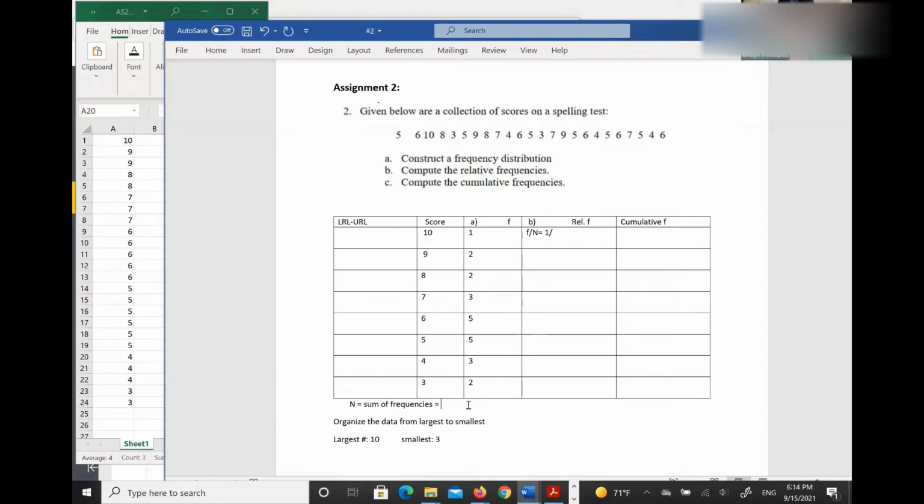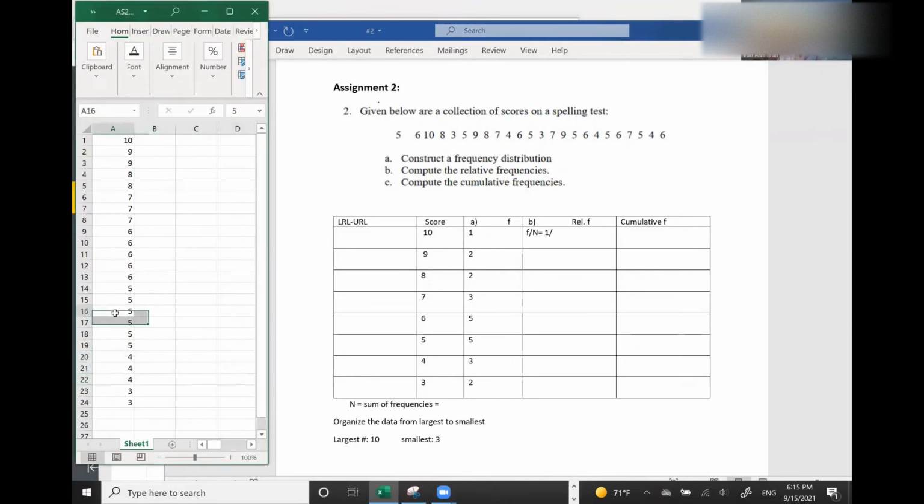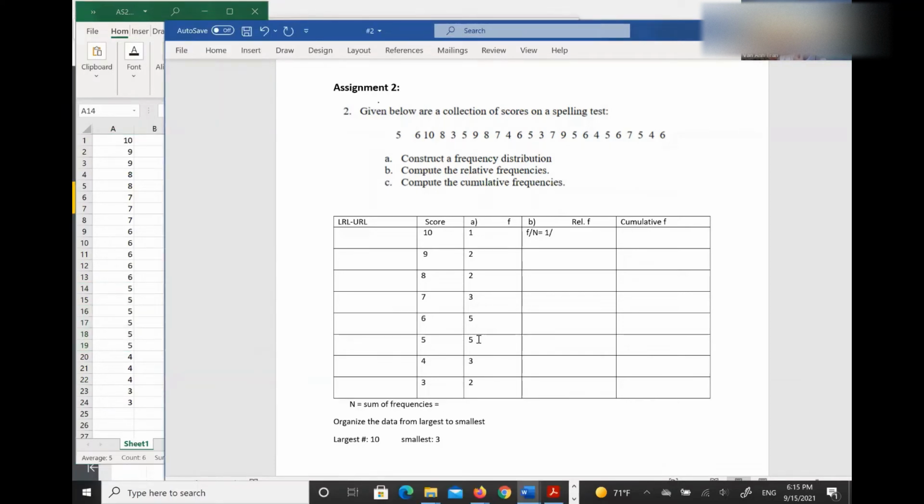Professor, for score 5, isn't there 6 fives in the list? It should be 6. Number 5? Yes. Let's double check. All right, let's see: 1, 2, 3, 4, 5, 6. Good. All right, good catch. Thank you, Evelyn. Sometimes I just listen to people. All right, it's 6, right? Good catch, Evelyn.